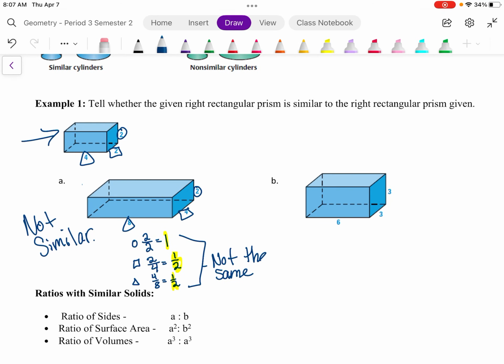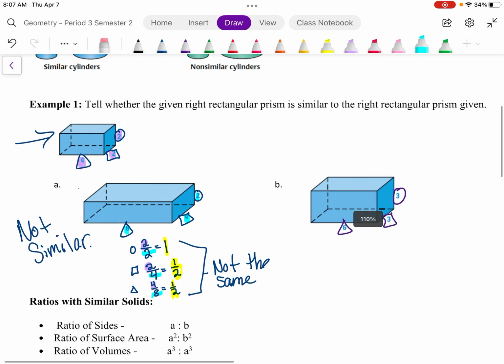Okay, so for the next one, we're going to do the same thing. I'm going to circle the sides that go together, square, and then put a triangle. These three go together. One thing I wanted to point out from the first one: all of the numbers in our numerators came from the same shape, the shape that was given on top. All of the numbers in our denominators came from our second shape. Make sure you are putting those in the correct spots so that you get the correct answer.